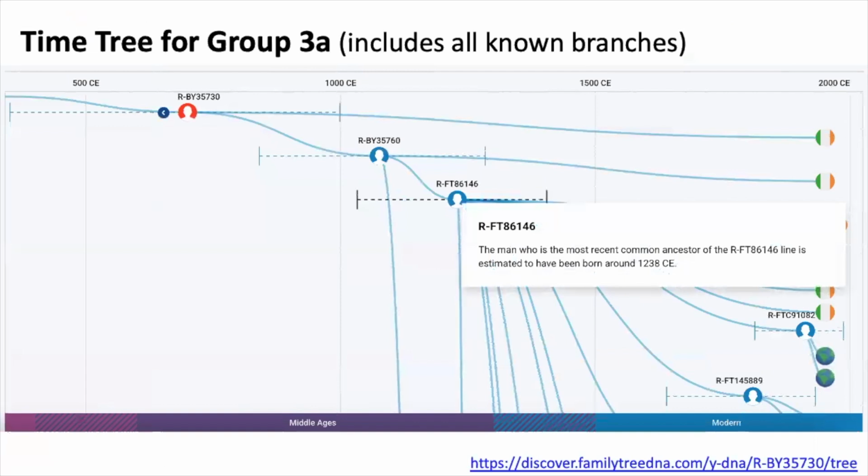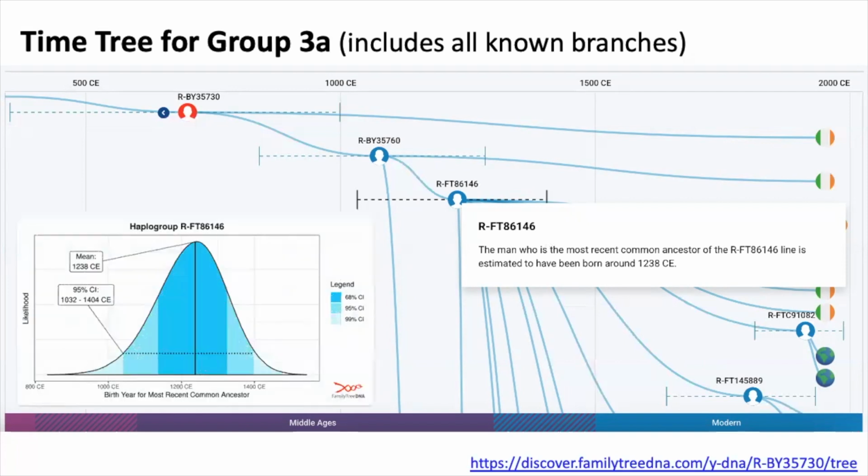And this is where a lot of group 3A O'Malleys sit on FT86146. Probably Grace O'Malley's direct male ancestors sat either at or on one of the sub-branches below this. So anyone who connects to FT86146 is very close to Grace O'Malley's direct male line ancestors. And this is the type of age estimate that you get with this.